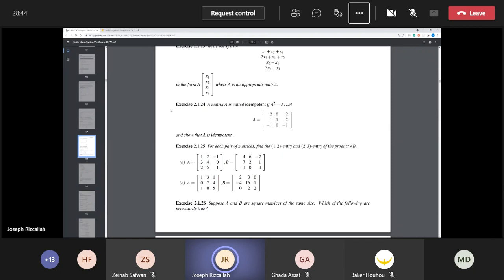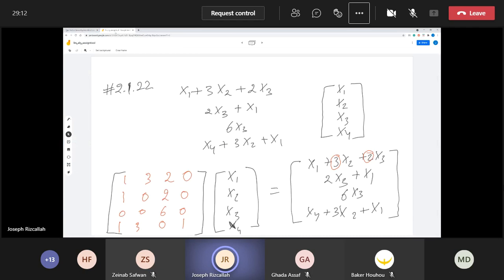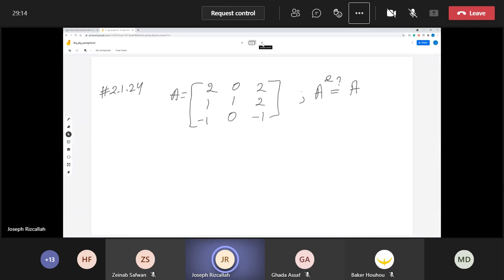So this is number 2.1.24, and the given matrix is a 3x3 matrix. This is the first row, 2, 0, 2, then 1, 1, 2, the second row, and then -1, 0, -1. And what do we need to check? We need to check whether A squared is equal to A. So here I put a question mark because we need to check this. Okay. This is it.